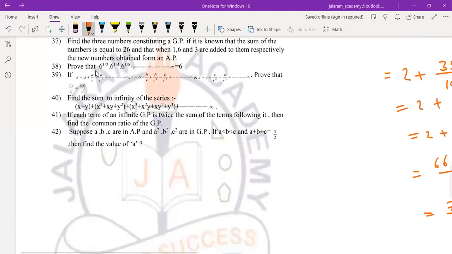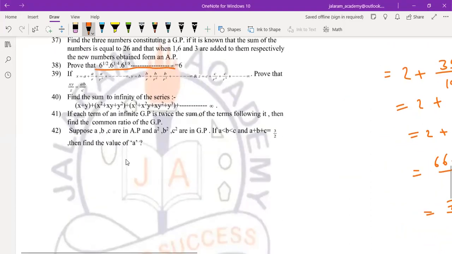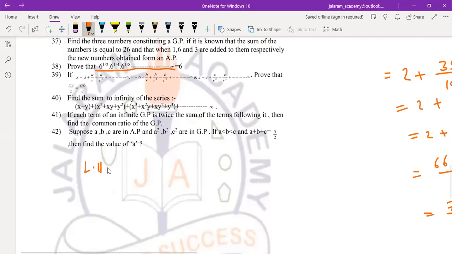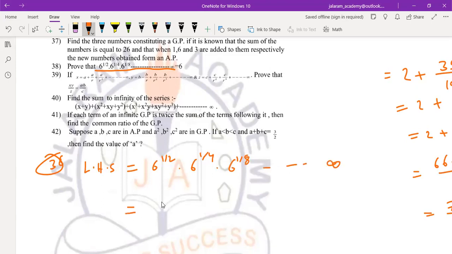Next is 38th. Very easy. Prove that LHS, start with LHS: 6 to the power half, question number 38 from the above sheet. 6 to the power 1 by 4 into 6 to the power 1 by 8 and so on up to infinity. We know that powers are added in multiplication.